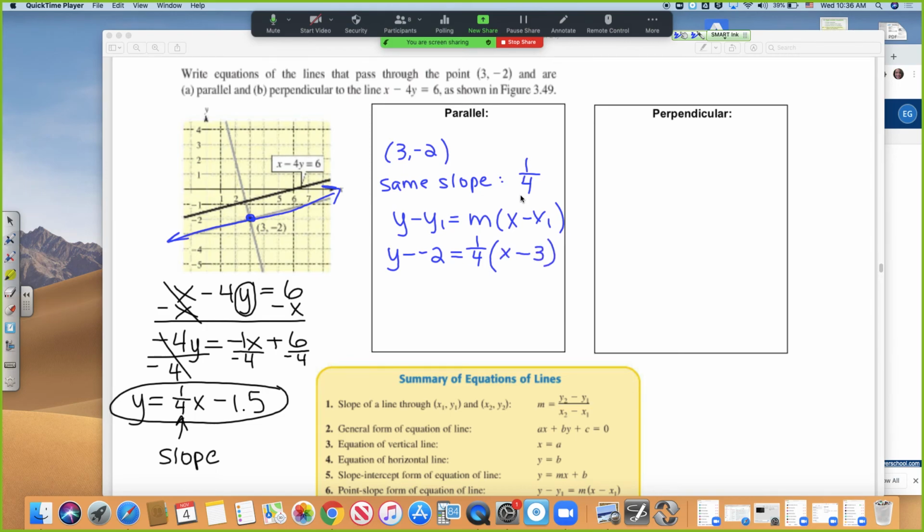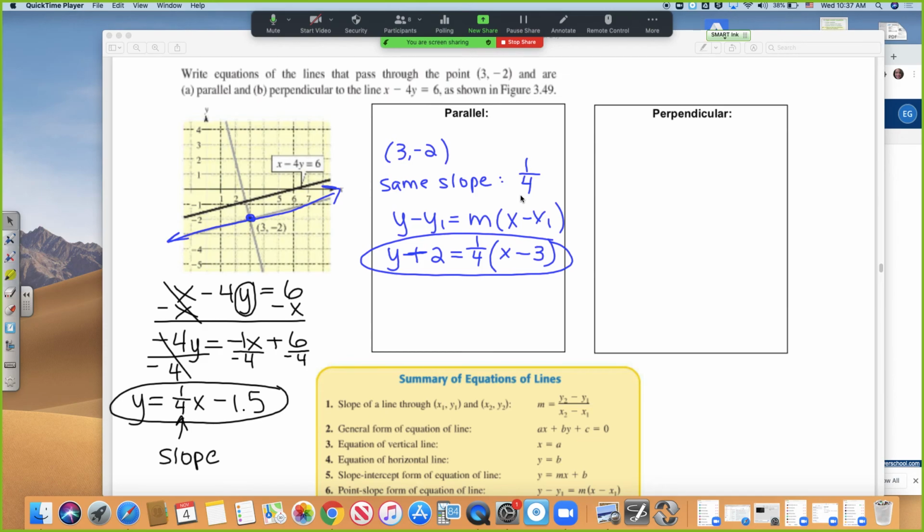The only thing that I would change about this and make it a little bit more simple is by taking y minus negative 2 and just changing it to y plus 2. This equation is in point-slope form, and this equation represents this line in blue that is parallel to the black line because it has the same exact slope, just passes through a different point.